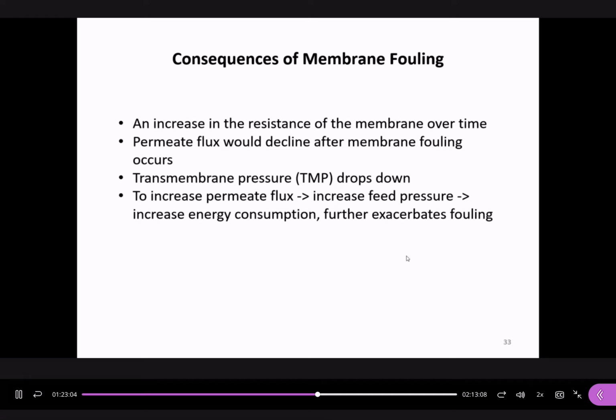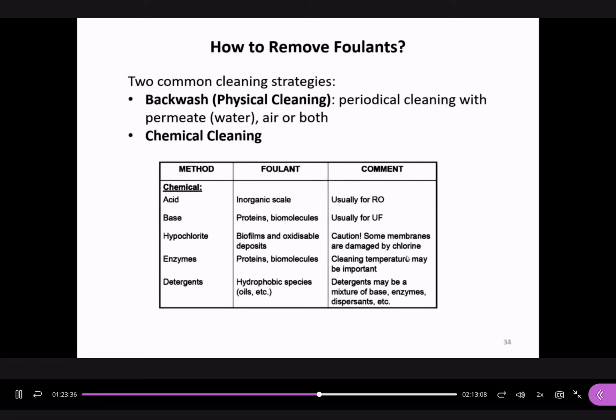What's the consequence of increased pressure? How do we supply pressure for membrane separation? Pumping, right? We use pumps. Energy consumption. So that's energy consumption. So backwashing, physical cleaning, but this is applied for ultrafiltration, microfiltration, okay, not nanofiltration or reverse osmosis. Similar to standard filtration, right? You can apply air bubbling during backwashing. Or chemical cleaning. If you have scales, use acid. If you have protein, you use base. Right? Biofilms use disinfectant. Hydrophobic species use detergents. Okay, detergents.